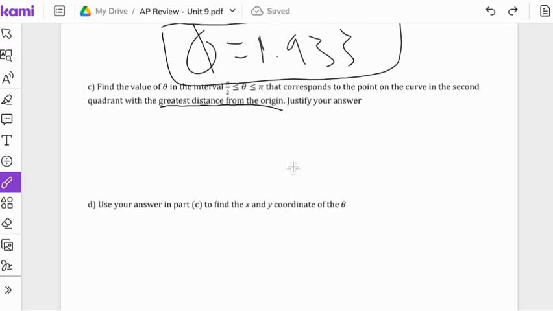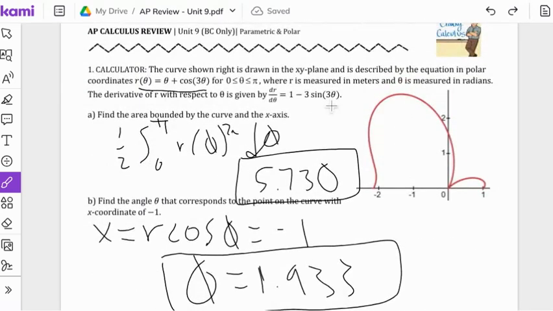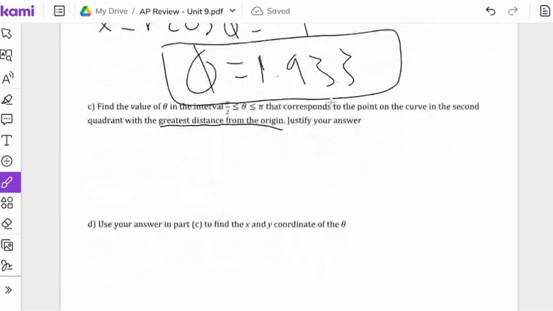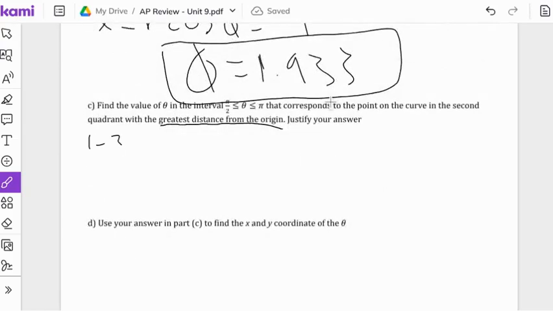Remember that's on the interval pi over 2 less than or equal to theta less than or equal to pi, so we're not counting anywhere from 0 to pi over 2. What this question is requiring of us is a candidates test, obviously. So let's start with finding the critical points. We have our derivative right here: 1 minus 3 sine 3 theta equals 0.